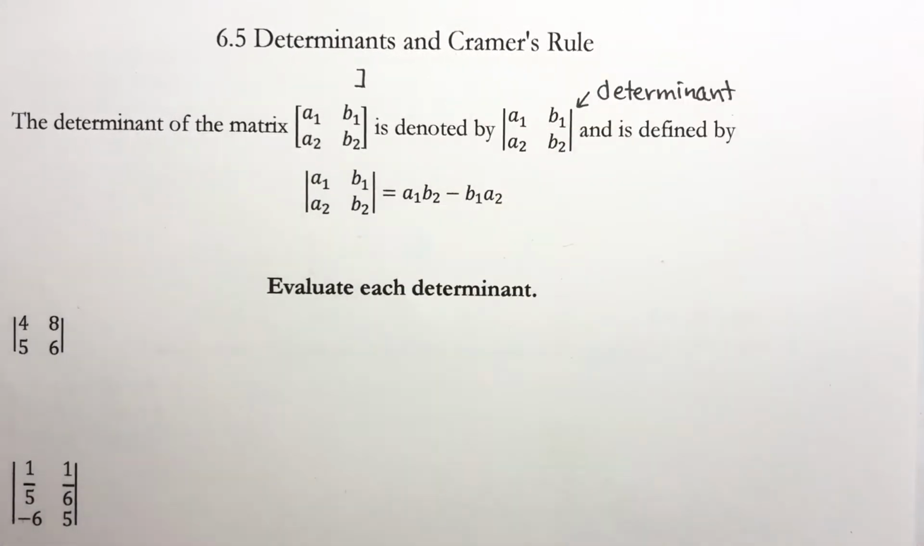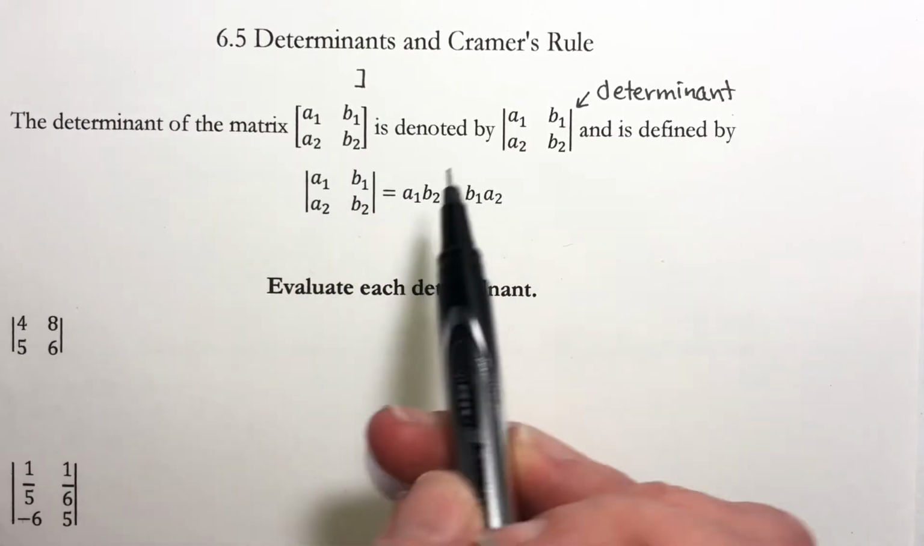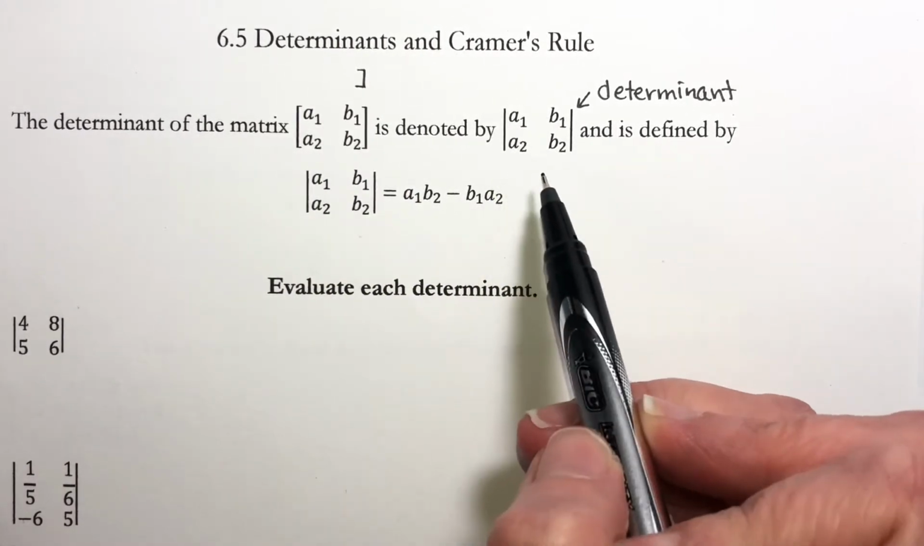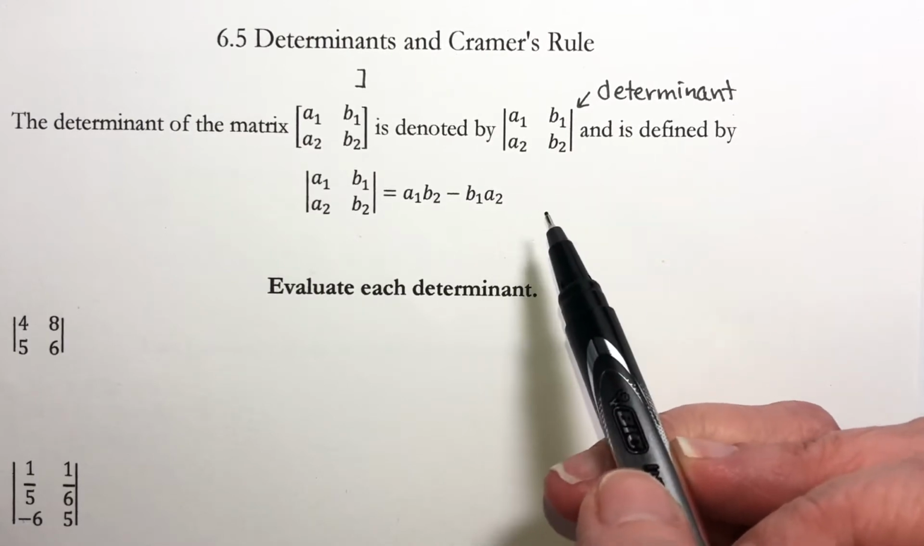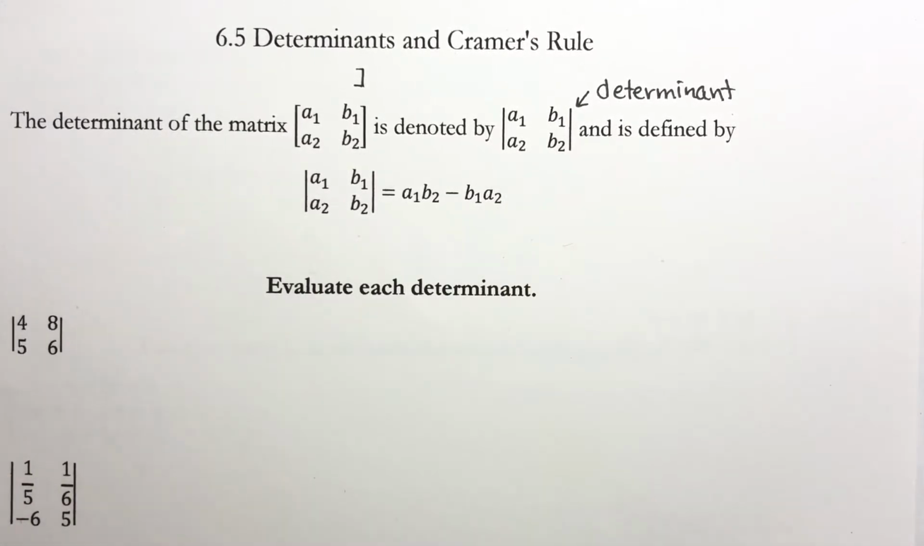I'm often asked, how do I know that I'm supposed to calculate a determinant? And that's exactly how. If it has the little brackets on it, it's just a matrix. If it's straight lines without the little brackets, you're being asked to calculate a determinant. Now, how do we calculate a determinant?